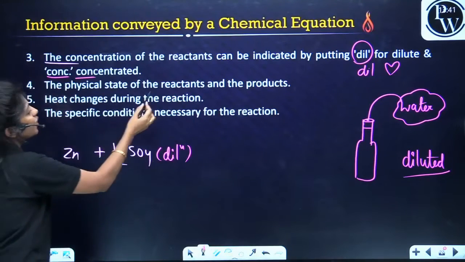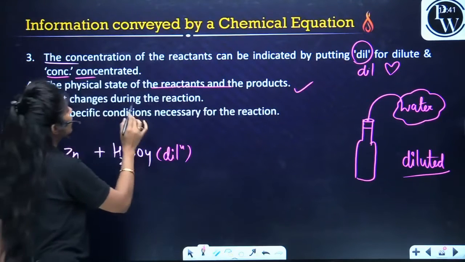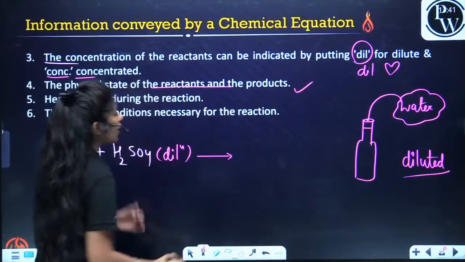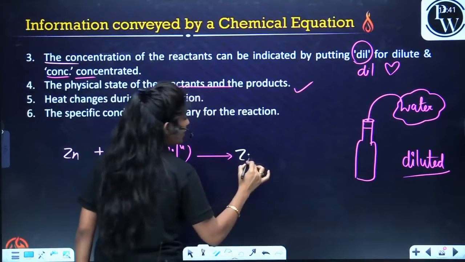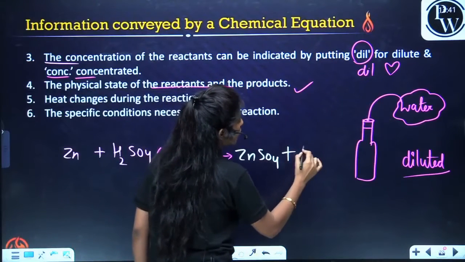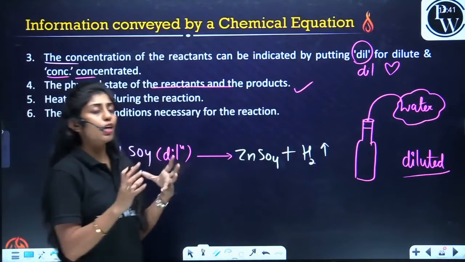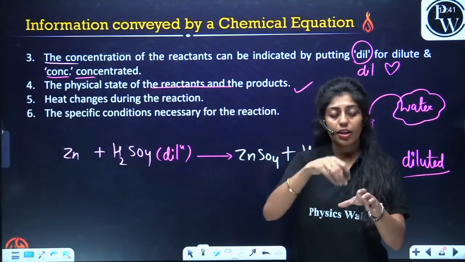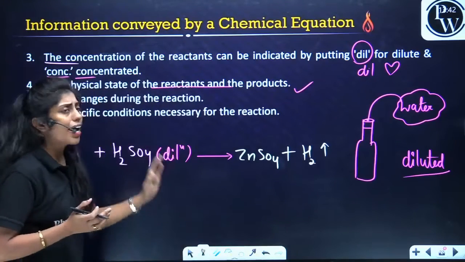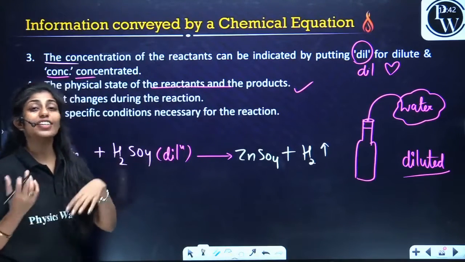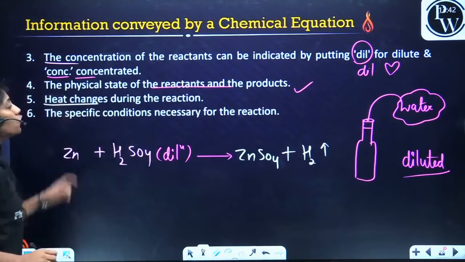Now, the physical state of the reactant and product should be written. Very much important. Heat exchange during the reaction. If I am going to complete this reaction, I will be forming ZnSO4 and there will be liberation of hydrogen gas. So if I am doing this reaction in a beaker and the temperature of the beaker increases, I would have to write whether the reaction is exothermic or endothermic. Okay, we will be coming to that topic also, but again, heat change should be mentioned.